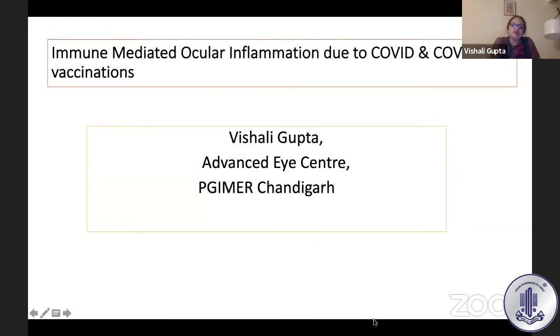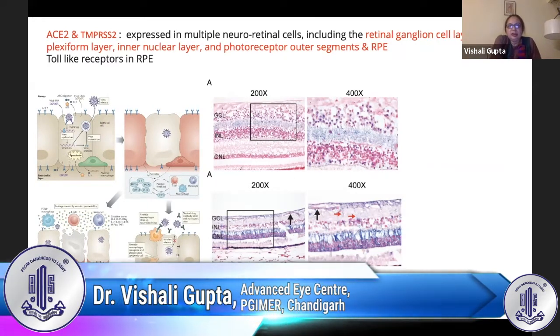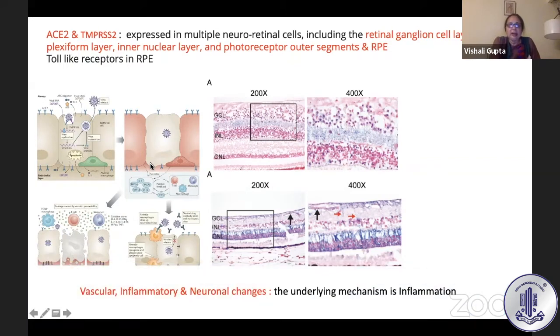So the topic Chitra has given me is immune-mediated inflammations due to COVID and vaccinations. So let's look at what COVID does. In a nutshell, you need ACE2 and TMPRSS2 receptors for the virus to adhere, get entry into the cell, and cause whatever it does.